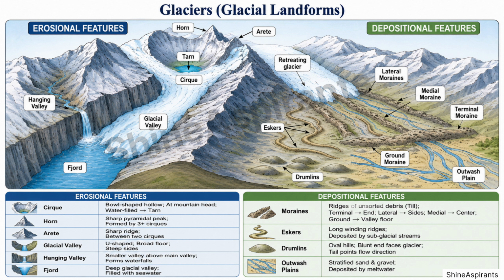Depositional features. Moraines: ridges of unsorted debris, till. Terminal: end; lateral: sides; medial: center; ground: valley floor. Eskers: long winding ridges, deposited by subglacial streams. Drumlins: oval hill, blunt end faces glacier, tail points in flow direction. Outwash plains: stratified sand and gravel, deposited by meltwater.